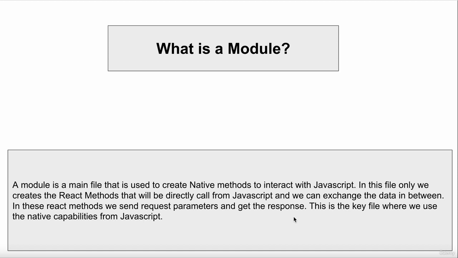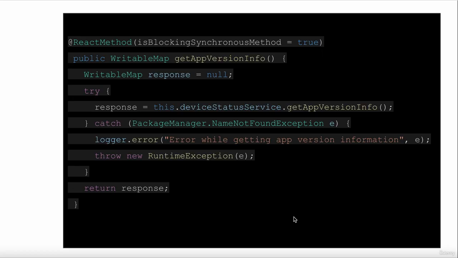So let's understand it a little bit with an example. You can see that this is the code. I have created a module to get the version info from the device, from the application. Don't worry about this code, I will explain it in the next chapters. This is just a use case.